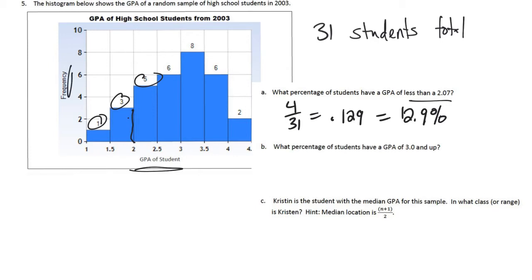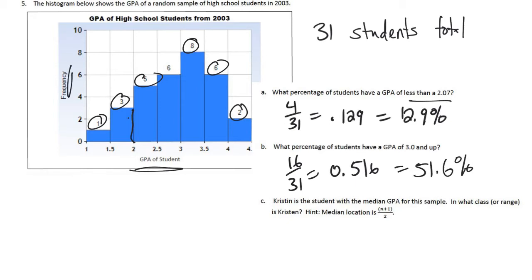Now, what percentage of students have a GPA that's 3.0 and up? So now we go to the 3.0 to 3.5 and up. So we're adding 8 plus 6 plus 2. So we've got 16 out of 31, which gives us 0.516, which is 51.6%.